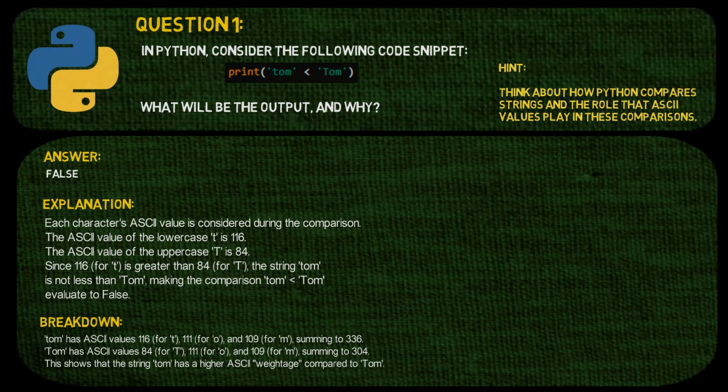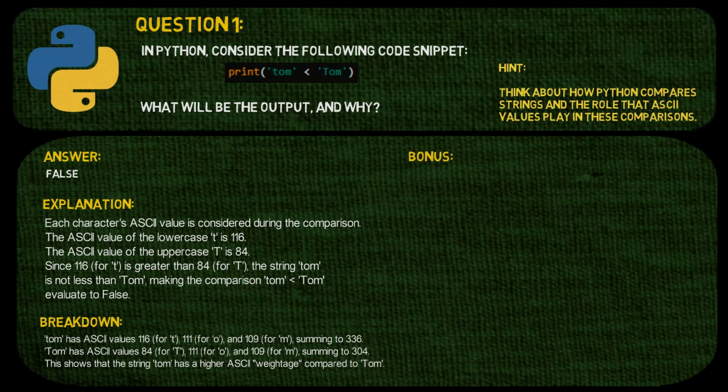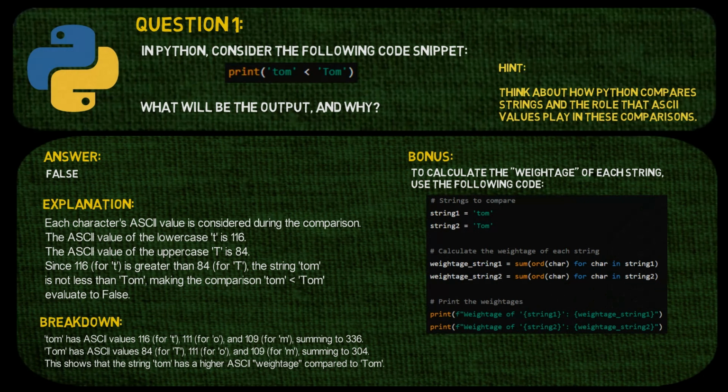Now, did you know that the ASCII value of lowercase t is 116, while uppercase T is 84? Since 116 is greater than 84, Python concludes that Tom is not less than Tom. And here's a fun bonus. You can actually calculate the weightage of these strings by summing up their ASCII values. Check out this code snippet to see it in action.